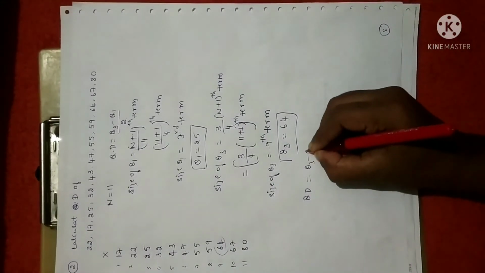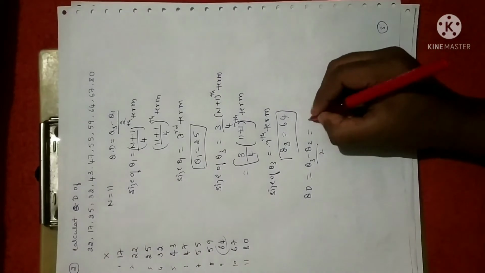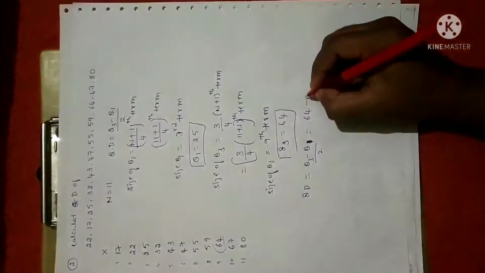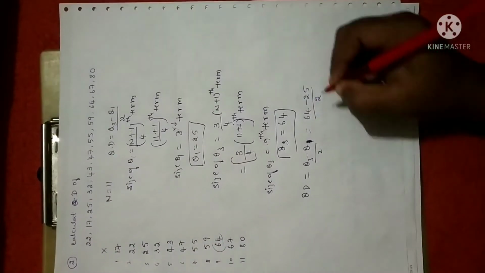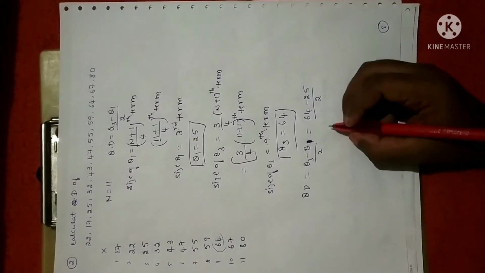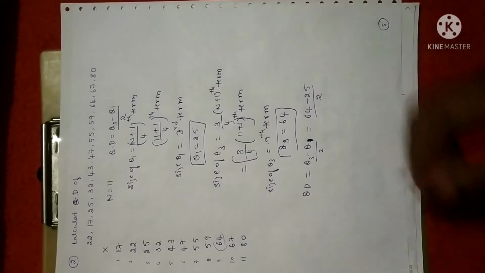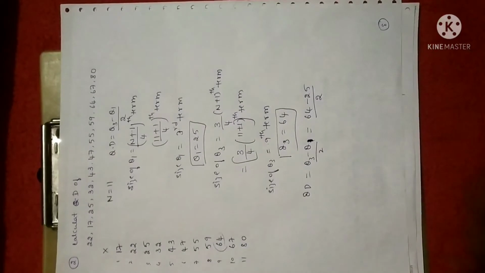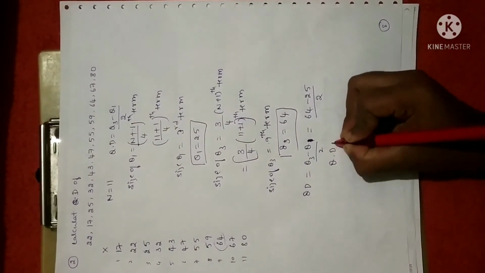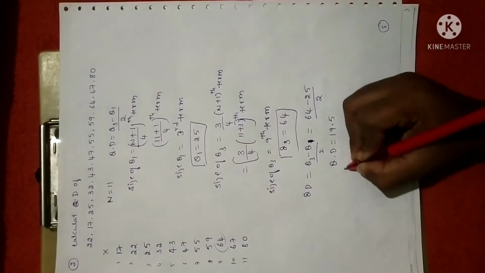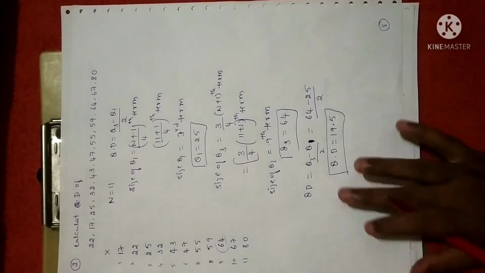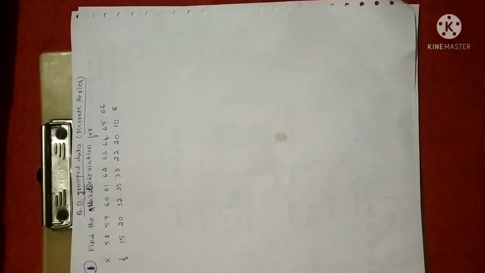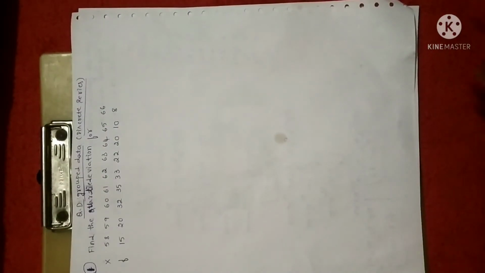Now we can calculate the quartile deviation. It is Q3 minus Q1 divided by 2. Q3 is 64 minus Q1 is 25, divided by 2. So let me simplify this. You just take the difference and divide it by 2. When you simplify, you will get the quartile deviation equal to 19.5. Clear? So this is for ungrouped data, that is only when x values are given. Now let me do the same for grouped data.